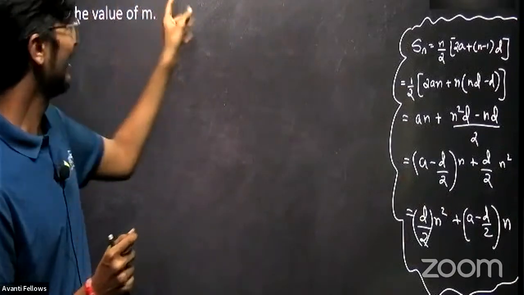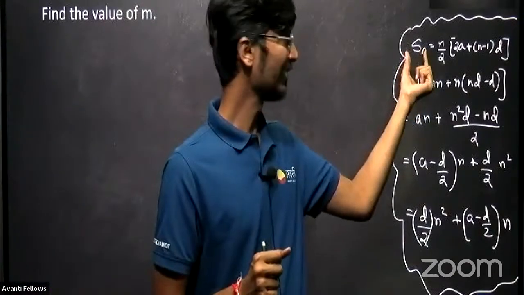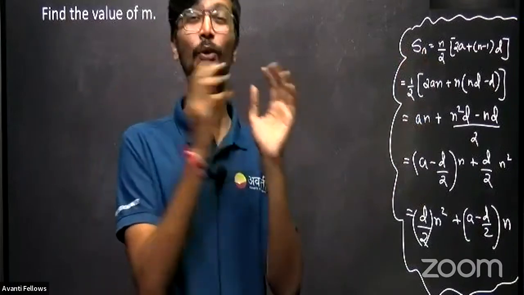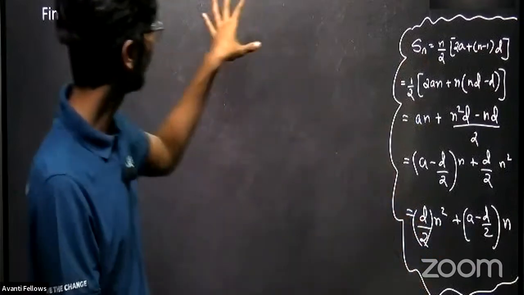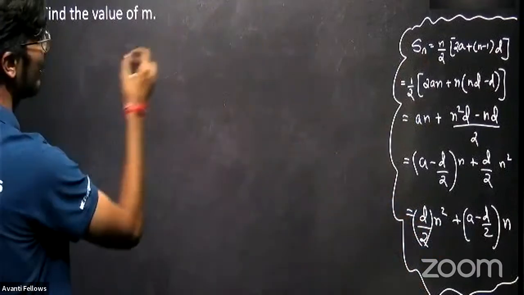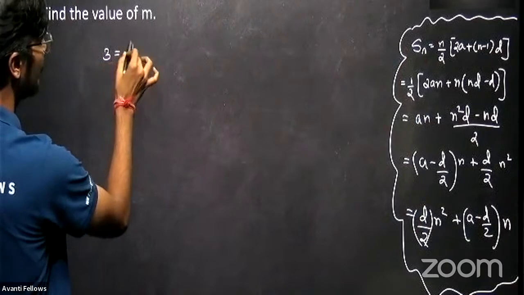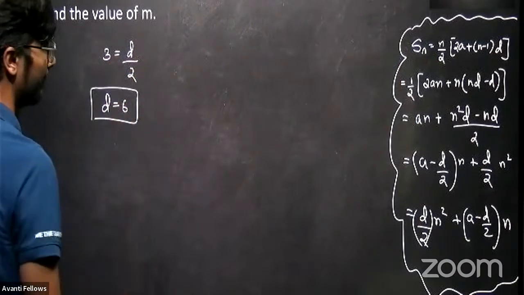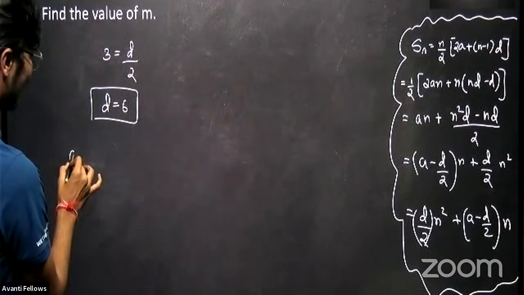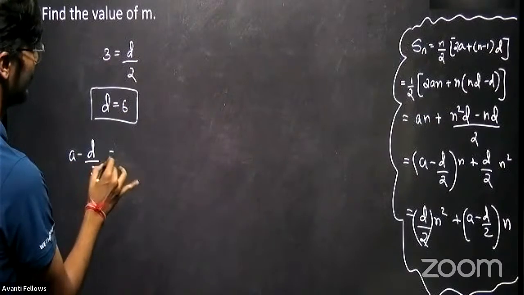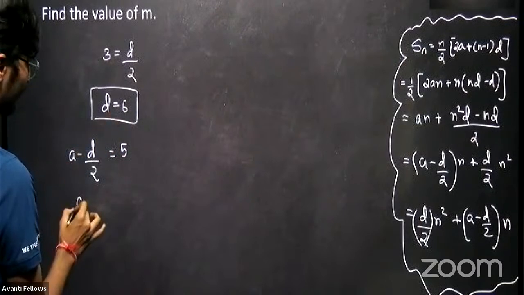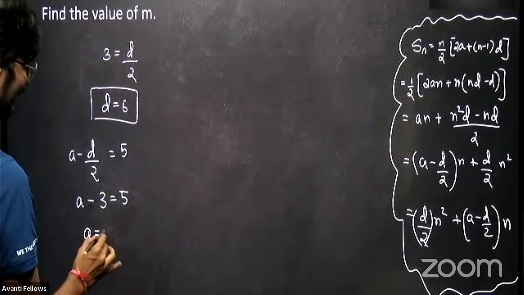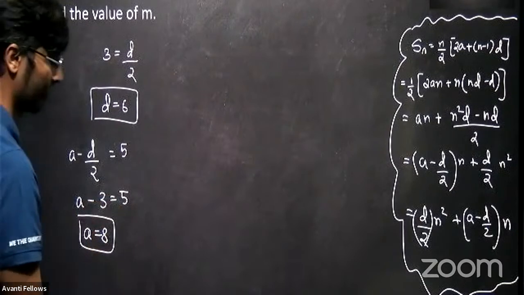This is the sum of n terms of an AP. This is also the sum of n terms of an AP. So that means we can easily equate both. And if I equate both, comparing the n square coefficient, I'll get 3 is equal to d by 2. So that means d is equal to 6. So simple. Similarly, I'll get a minus d by 2 is equal to 5. d is 6, so a minus 3 is equal to 5. So I'll get a is equal to 8.